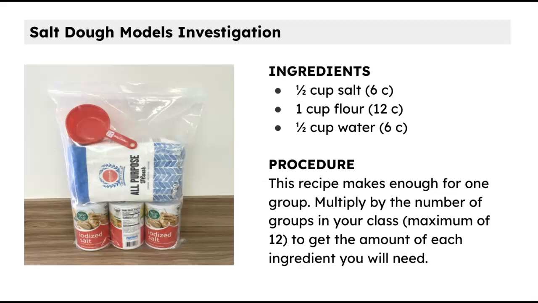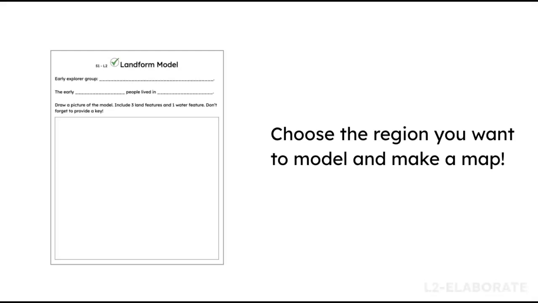There are detailed instructions and a teacher tutorial for this activity found and linked in the teacher guide. Students will work in groups to make a 3D model of landforms and bodies of water around one of the early explorer regions. You'll have students use the Landform Model student journal page to select the region they want to model and make a map.